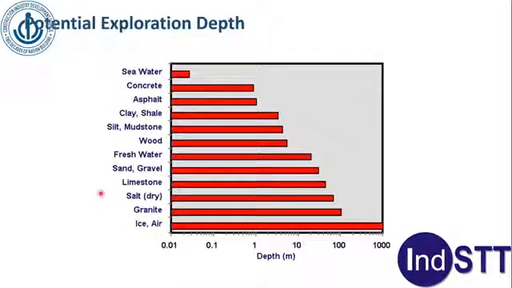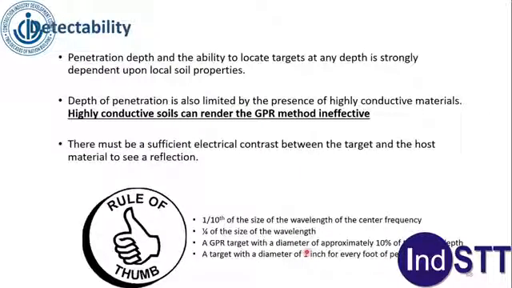There must be a sufficient electrical contrast between the target and host material to see a reflection. Of course, you can detect both metallic and non-metallic targets, but there should be a contrast. And very important is the rule of thumb that GPR detects a target with a diameter of approximately 10% of target depth. That is a target with a diameter of 1 inch for every foot of penetration. That means that a 2-inch cable or pipe can be detected up to 2 feet of depth, but if it goes to 4 feet, it will not be detected.